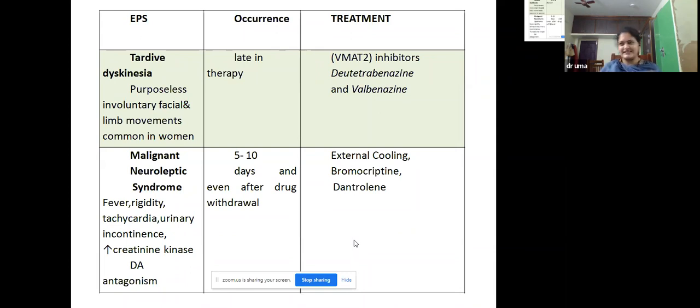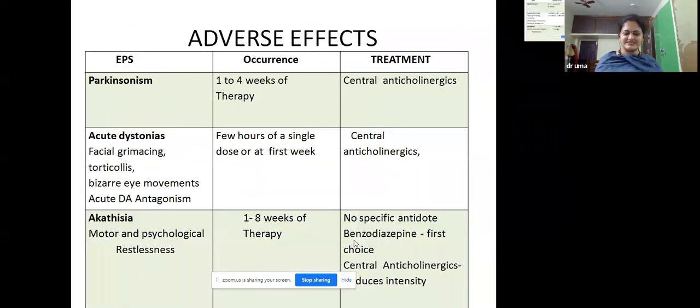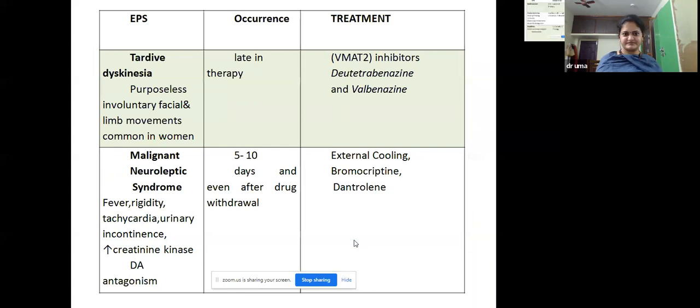The thing is, they will ask you which EPS will occur first. Which is expected first is acute dystonia, because it occurs within a few hours of therapy. Tardive dyskinesia occurs late in therapy, and this EPS is due to supersensitivity of dopamine. And neuroleptic malignant syndrome occurs mainly due to dopamine antagonism.